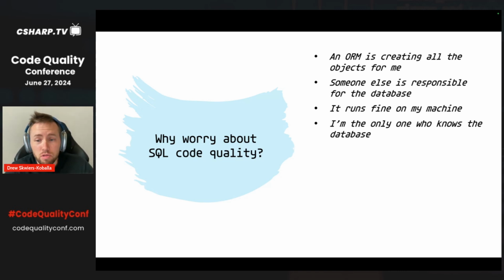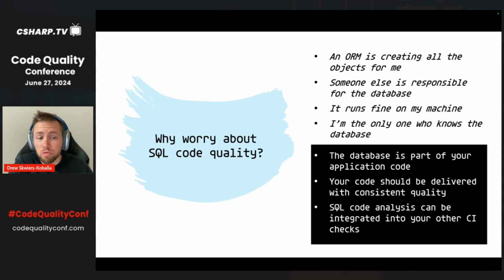Maybe you're the only one who knows the database, kind of back to that, my code is perfect. But we can never be too perfect. So if we think about the database as truly part of your application code, you want all of your code to consistently have good quality. We don't review 500 lines of C# code only to ignore the 50 lines of SQL code that go along with those stored procedures. So to that end, what we're going to talk about for the next 40-ish minutes is how can we bring SQL along for the ride into ensuring code quality.